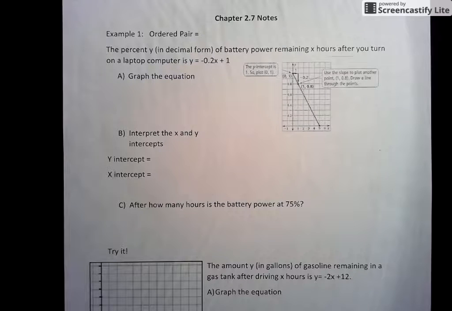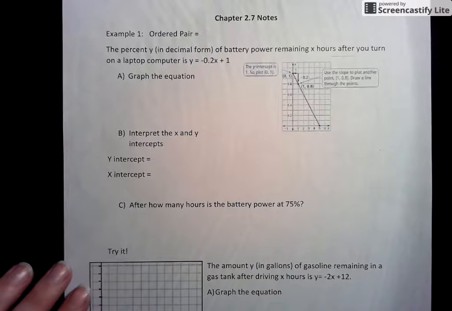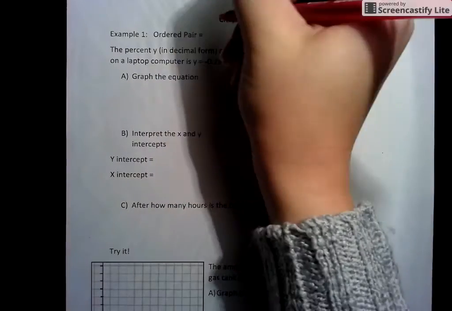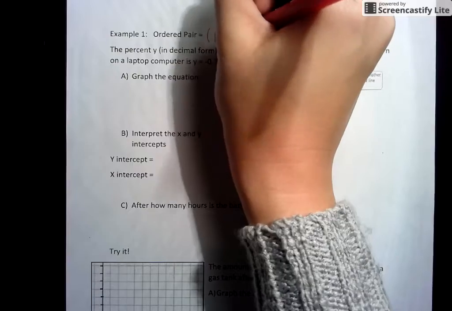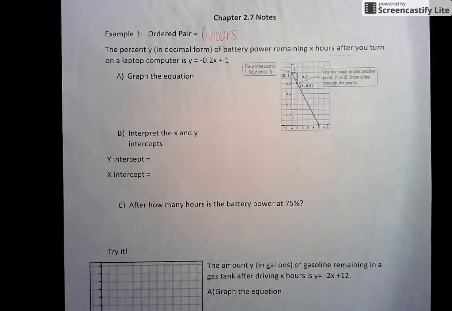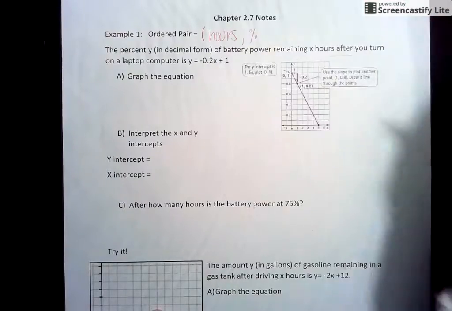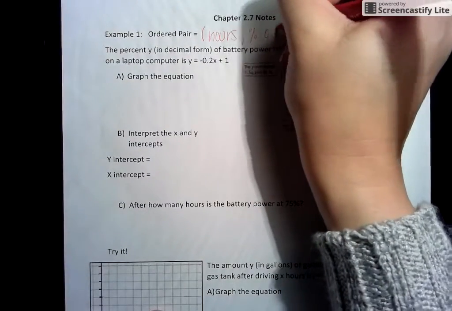So you always want to figure out what the ordered pair is. And in this case, the ordered pair is always like x comma y. So our x value is looking for the amount of hours, and the y value is looking for the percent of battery power.